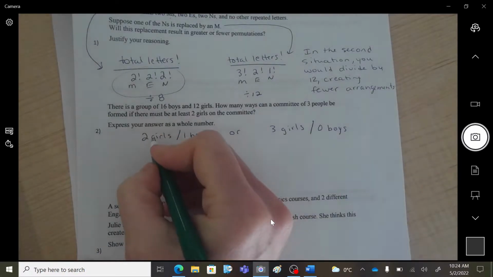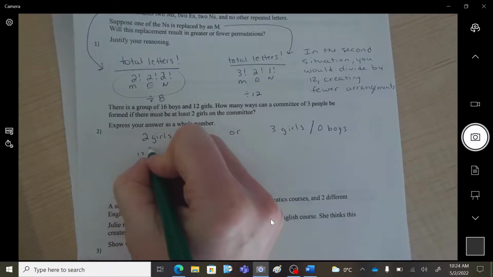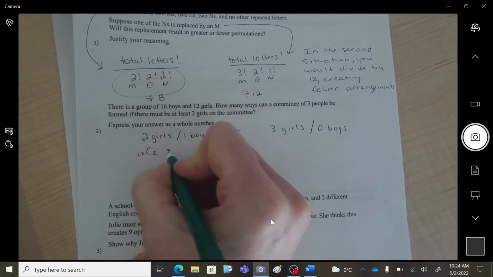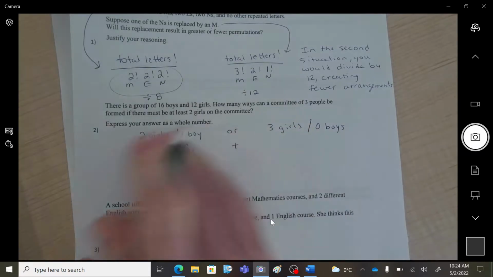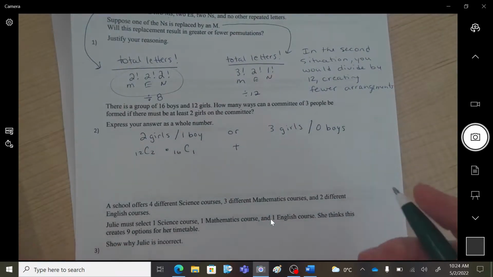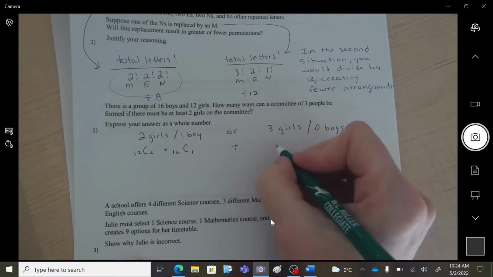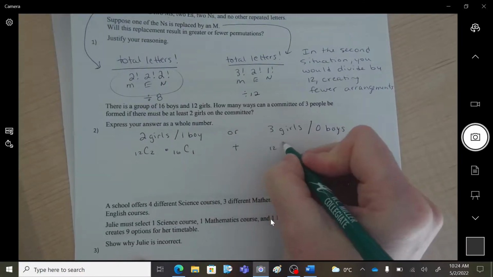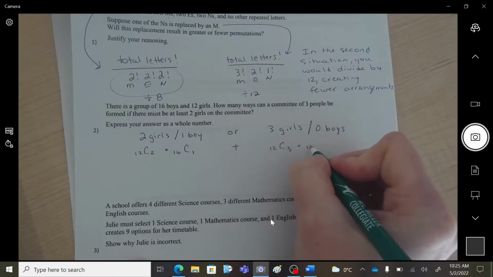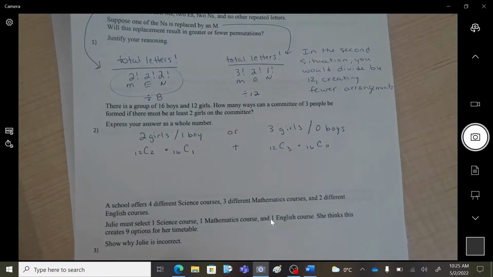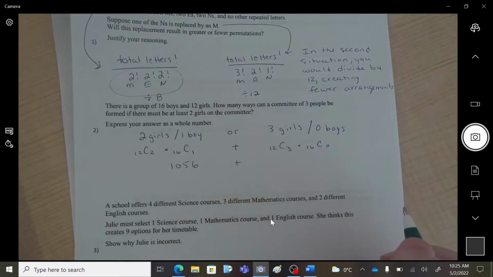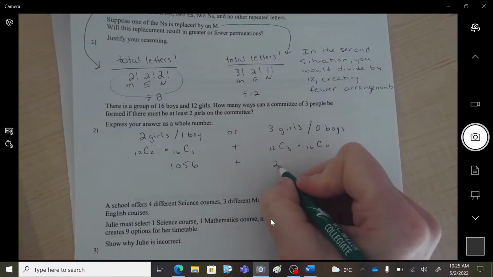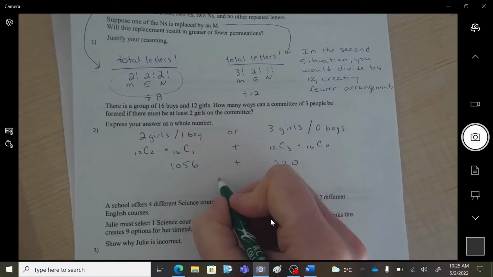Okay, so 2 girls, so I need 12 choose 2, and 1 boy, so 16 choose 1. Or the other situation, so I add, because they're not happening at the same time. So if there's 3 girls, I'm going to have 12 choose 3. No boys, 16 choose 0. Okay, so this is 1056. And in that situation, it's 220, so I'll have to add them together.